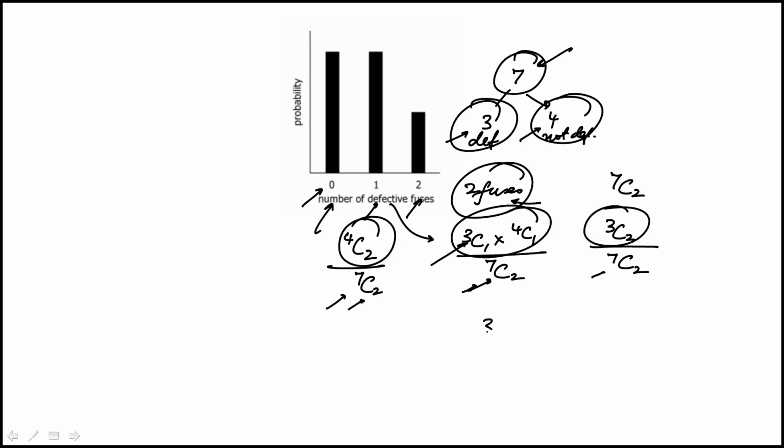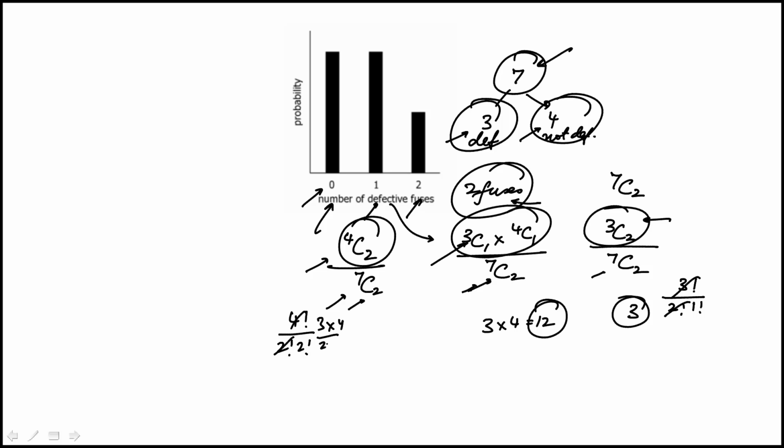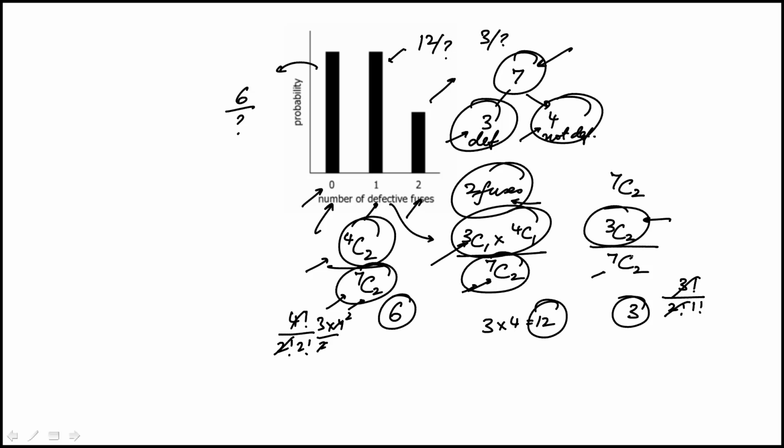That one is the easiest, 3 times 4, which is 12. And then 3C2 is just 3. And then 4C2, 4 times 3 over 2, so that's 6. So we have, this is 6 out of something. That is 12 out of something. And then finally 3 out of something. And that something is this guy, but we don't need to compute this, because the question is really about how do we make this graph correct.